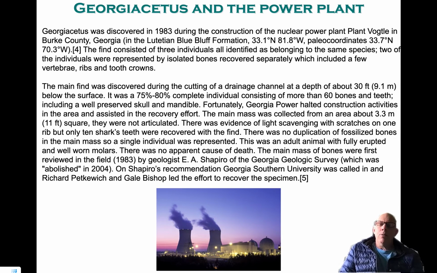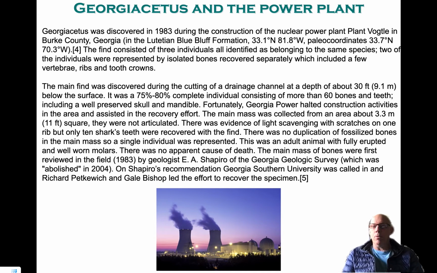The main mass was collected from an area about 3.3 meters square, but they were not articulated. There was evidence of light scavenging with scratches on one rib, but only 10 shark's teeth were recovered with the find. There was no duplication of fossilized bones in the main mass, so a single individual was represented. This was an adult animal with fully erupted and well-worn molars. There was no apparent cause of death.